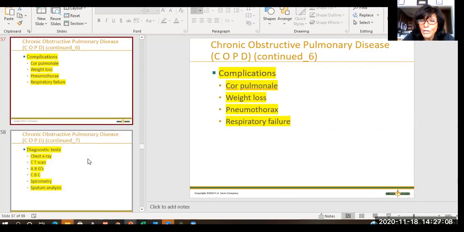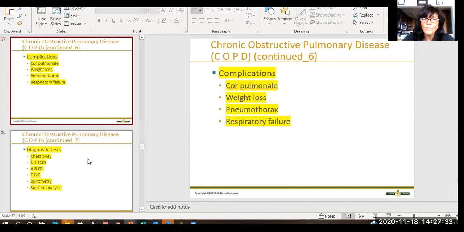COPD complications, there are lots of them. Cor pulmonale, I'm not even going to get into that one. I shouldn't have highlighted it. Sorry, my bad. But weight loss, malnutrition, right? Pneumothorax, lung can collapse, respiratory failure. These patients die from respiratory acidosis. Okay, so that's what winds up killing them.